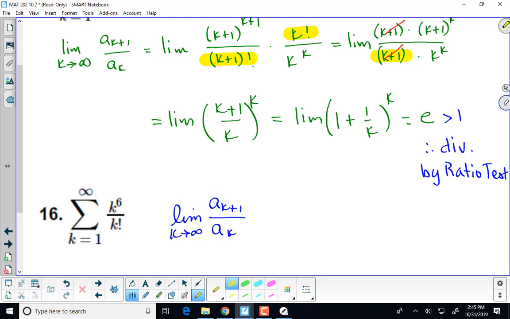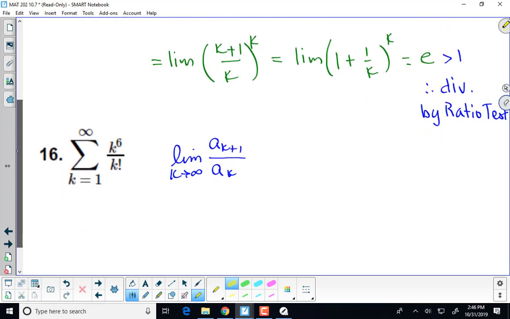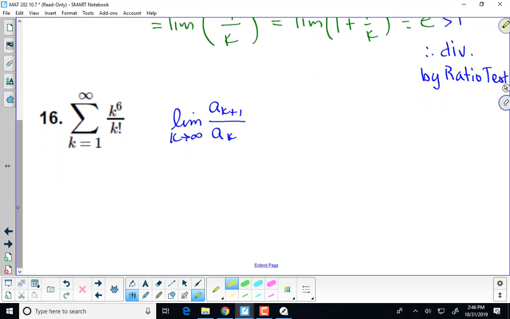Okay. So k plus 1 factorial under k factorial. Cancel correctly. Those two cancel. I see. Okay. So there's one k plus 1 left. That's what's nice about the ratio test with factorials. The factorial part will always go away. I just haven't seen a lot of factorials, so I didn't know how you did that.